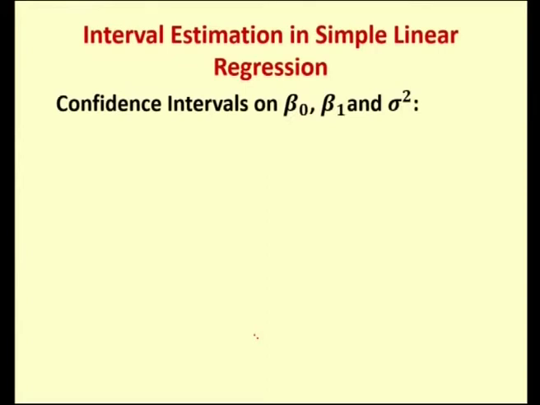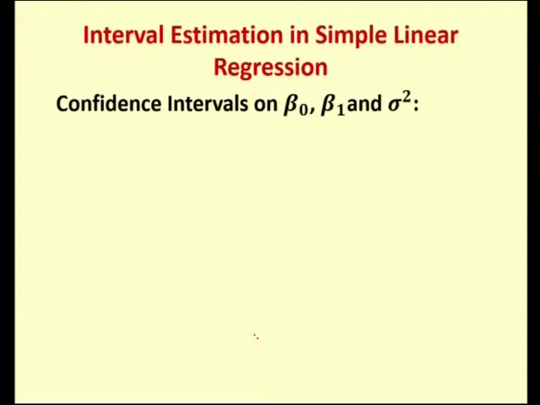Now, we will see the confidence intervals on beta naught, beta 1 and sigma squared. So far we have estimated beta naught, beta 1 and sigma squared. We got a particular value for the unknown parameters by the method called point estimation. Here we have interval estimation for the unknown parameters, slope and intercept, and also sigma squared. The width of the confidence intervals measures the overall quality of the regression line. Now, we will see the procedure of obtaining beta naught, beta 1 and sigma squared in the form of intervals.